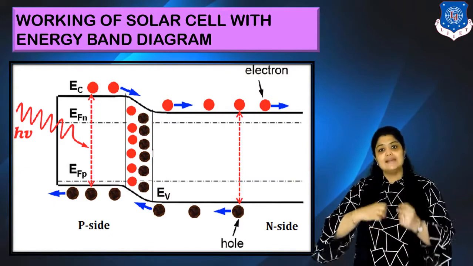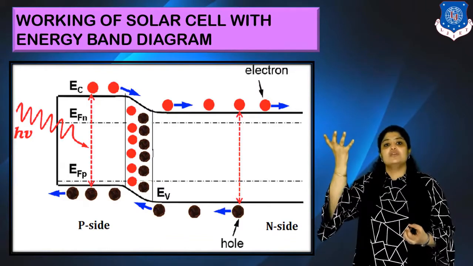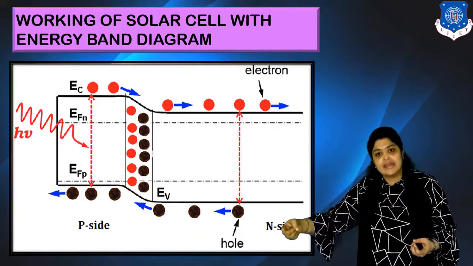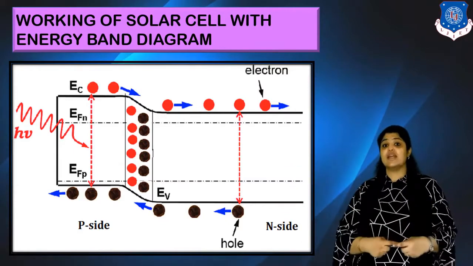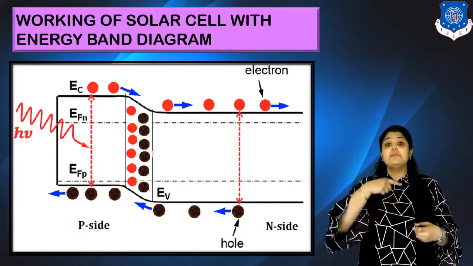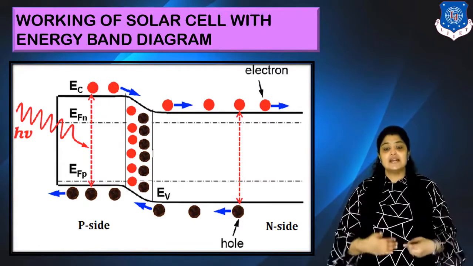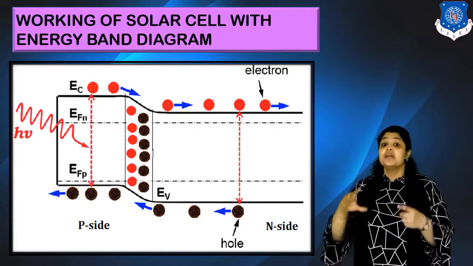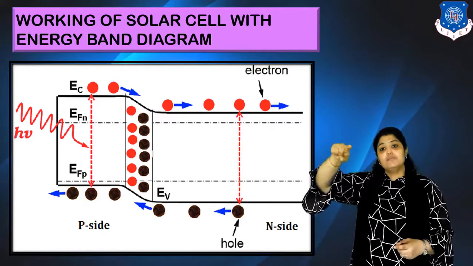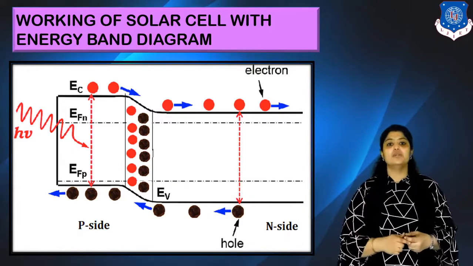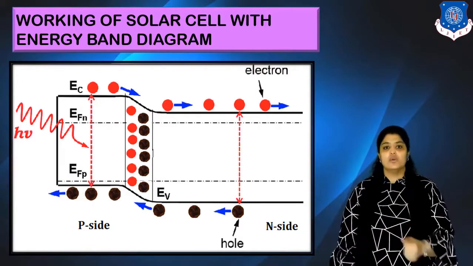What happens when light is incident on this depletion layer? From the depletion layer, the electrons are released and they move to the N side. Why do they move to the N side? Because if they tried to move directly to the P side, they would be repelled by the layer of negative ions on the P side, and that is the reason they move to the N side. If a load is connected between N and P, these electrons will move through the load and come to the P terminal, and this is how your solar cell works.